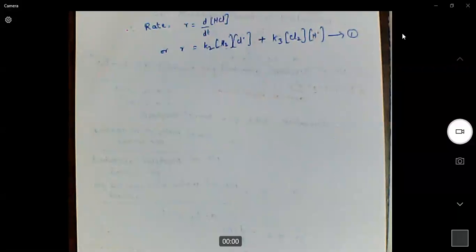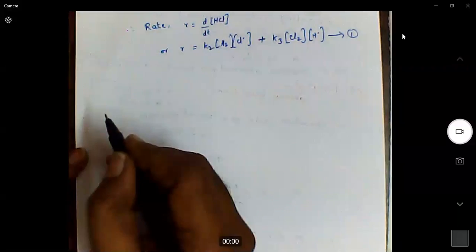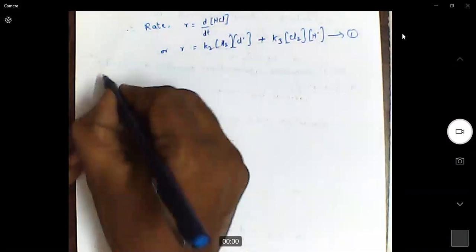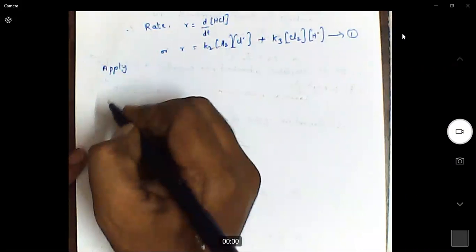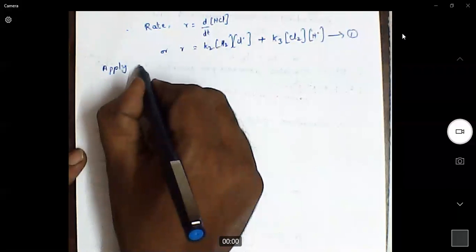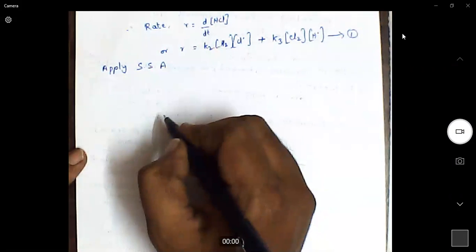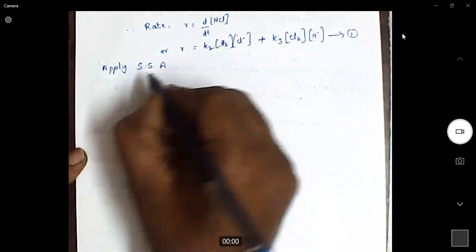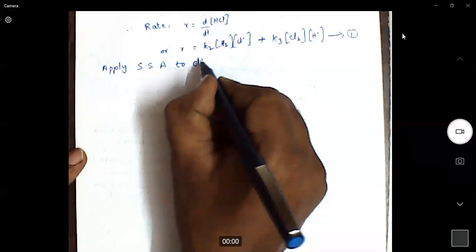We'll try to derive the expressions for Cl radical concentration and hydrogen radical concentration. In order to find out the concentrations of intermediates, we apply the steady state approximation. First we will apply the steady state approximation to Cl radical.